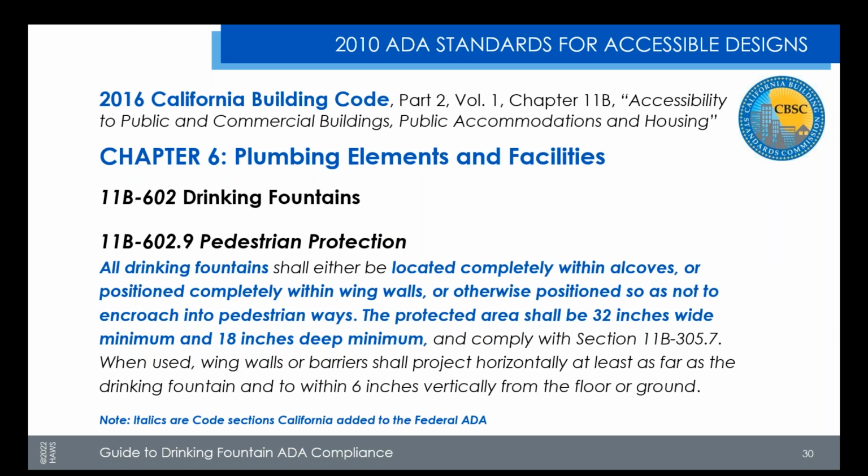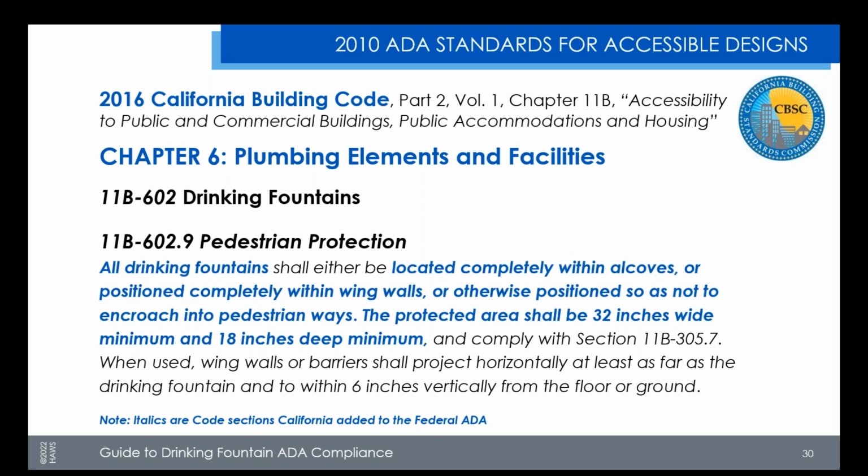So here we have an excerpt from the California Building Code, and this made it mandatory to locate all of our drinking fountains in an alcove or with wing walls. And California is not the only state to do this. We've seen it in other states as well, such as Texas, Georgia, and Connecticut. And where these areas are installed, they must be 32 inches wide by at least 18 inches deep. So very similar to that example that Justin showed us on that slide before that last poll question.